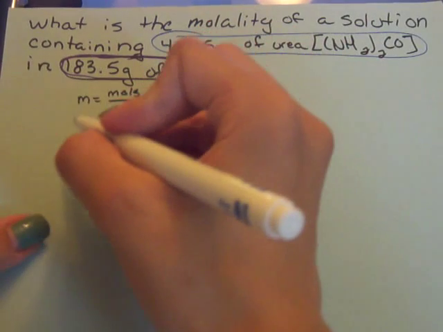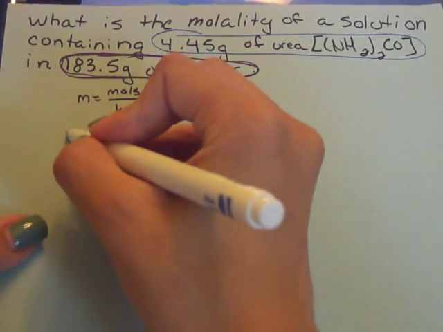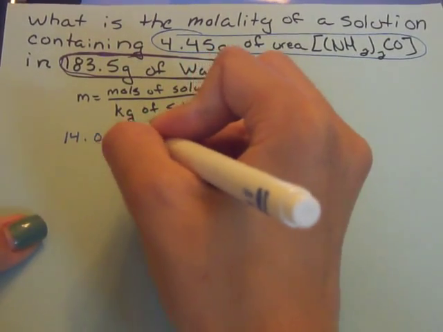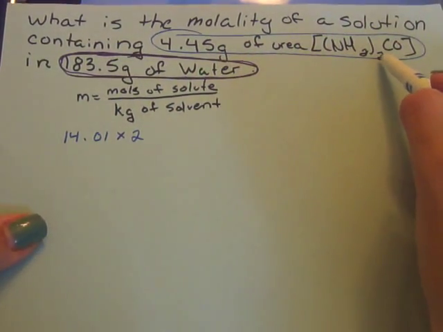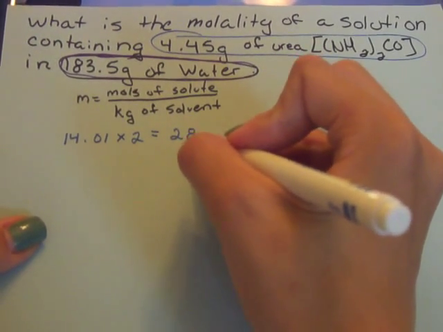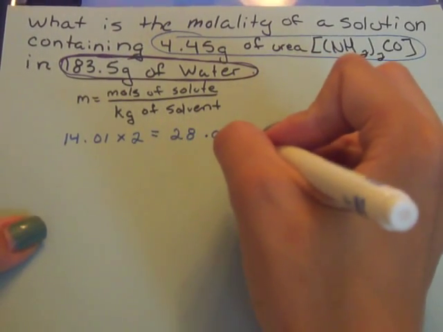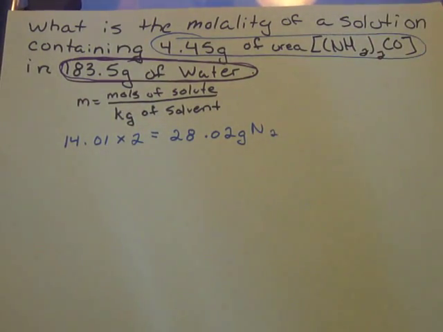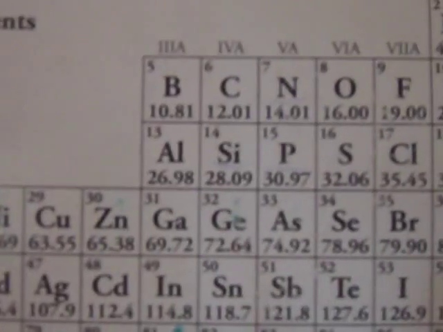And so we're going to start with nitrogen. And for nitrogen, it is 14.01 times 2 because we have 2 of them. So that'll give us 28.02 grams of N2. And again, this information can be found on a periodic table. For example, here we have N, 14.01.